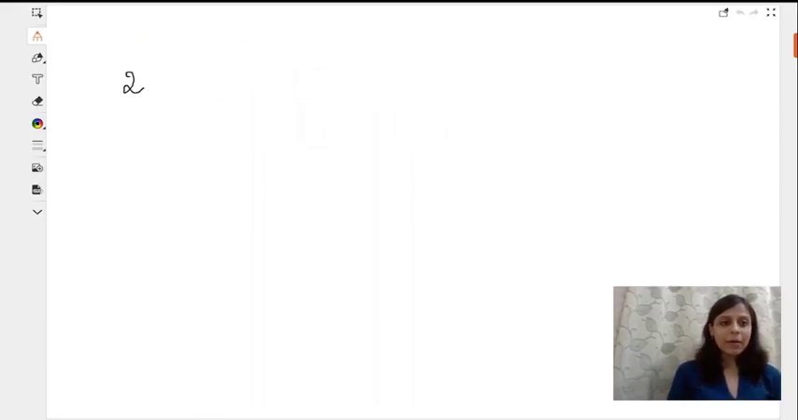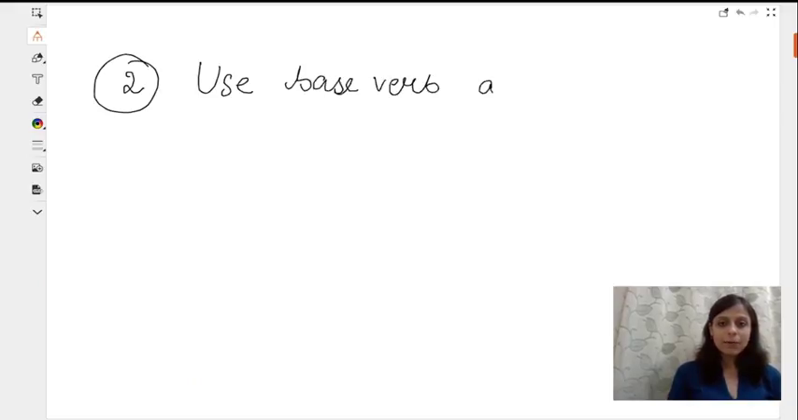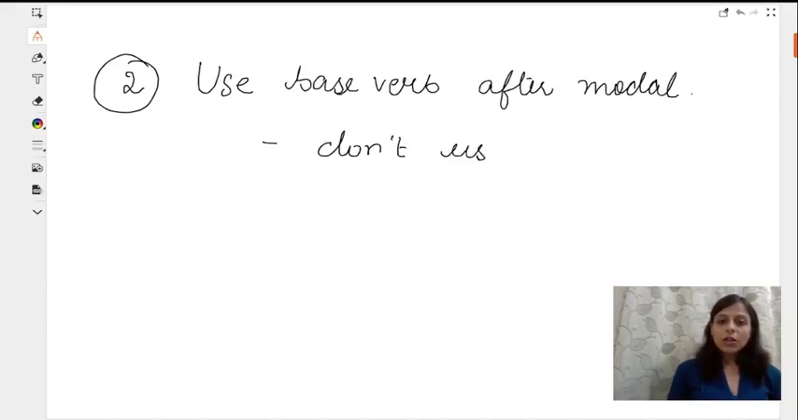And the second thumb rule is use base verb. Use base verb after modals. What I mean by this is, don't use "to." Now, most of us make a lot of mistakes, right? And I've seen a lot of papers where we try to use "to" here and there, everywhere. So let's learn it through this statement.